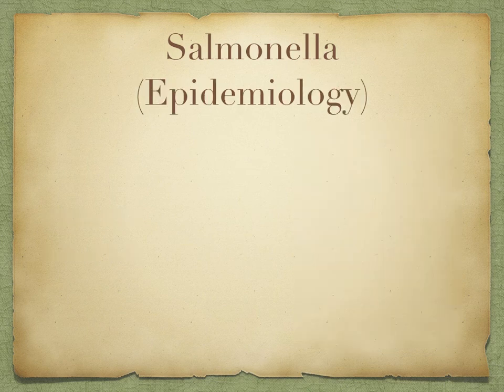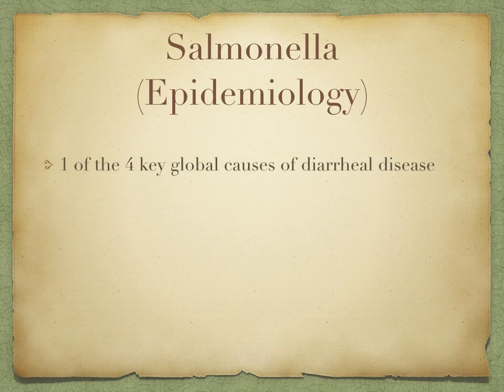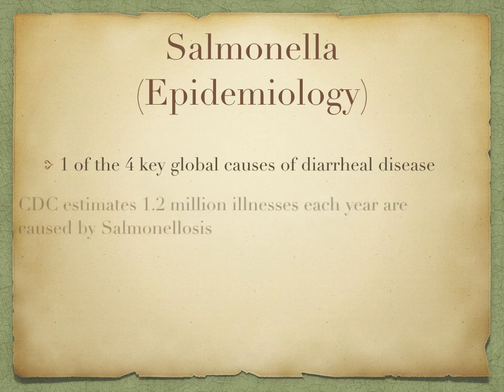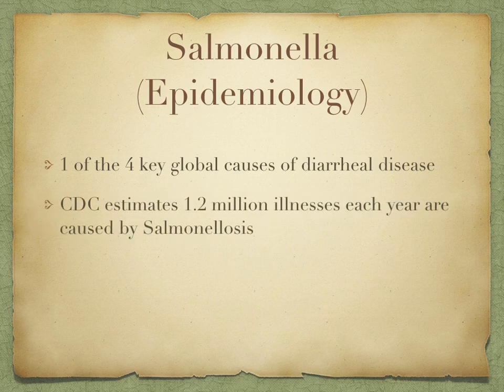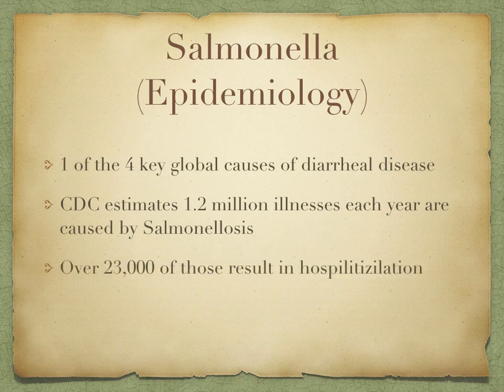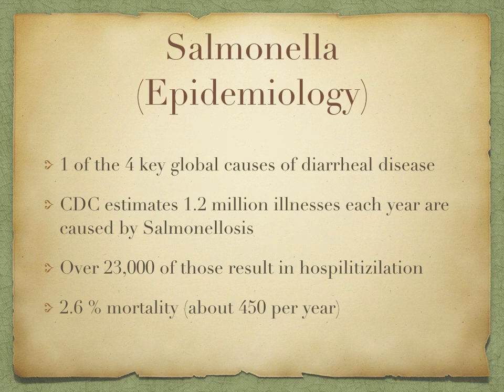All right, so let's talk about the epidemiology of salmonella. It's one of the 4 key global causes of diarrheal disease. All right, that's a pretty big deal. The CDC estimates that 1.2 million illnesses each year are caused by salmonella. 23,000 of those result in hospitalization, and it has a 2.6% mortality rate. About 450 people die per year.